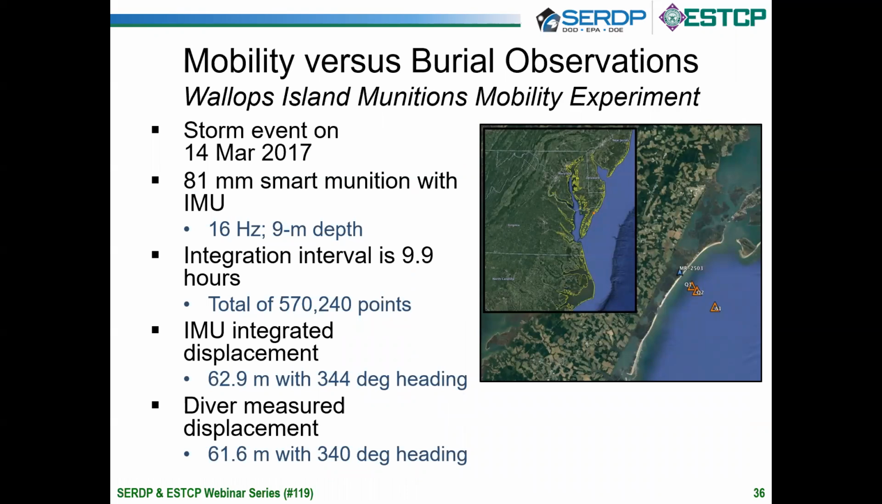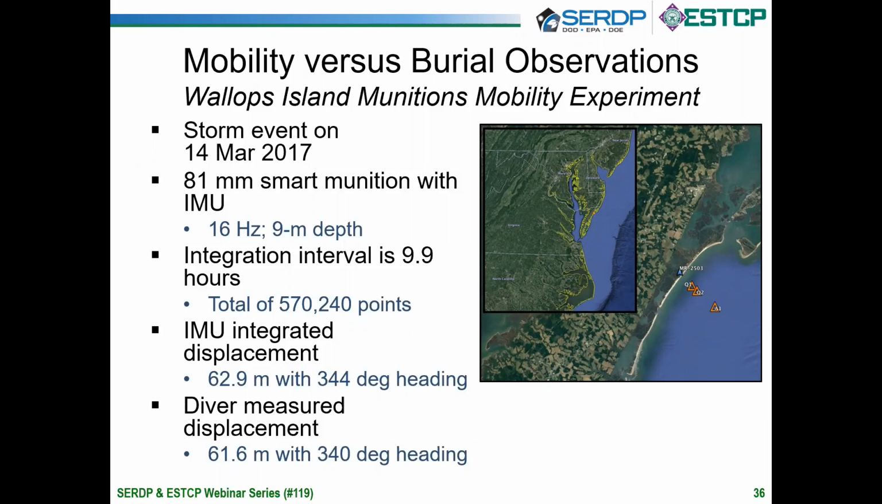I want to show you a little bit of data from the Wallops Island munitions mobility experiment that we performed. I showed you a picture earlier of an 81 millimeter mortar that we had instrumented with an IMU. A storm came through, and over roughly a 10-hour period, the smart munition became mobile. We have over 570,000 data points that we integrated over. By doing the raw integration, we ended up with a displacement of 62.9 meters on a heading of 344 degrees. This was work that Danya Frank did, who was our postdoc at the time.